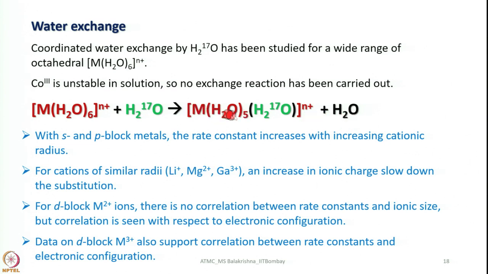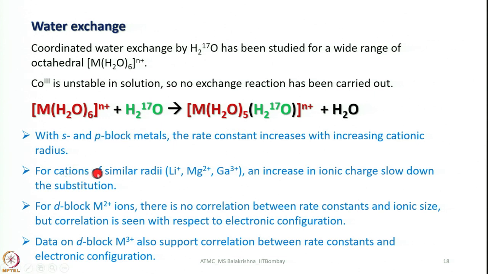Now we have to study the substitution. If you consider s and p block metals, they also form many octahedral complexes. When we look into their substitution reactions, the rate constant increases with increasing cationic radius. Again, we go back to periodic trends. Periodic trends play a major role in dictating the reactivity of main group s and p block elements. So, for water exchange among s and p block metals, the rate constant increases with increasing cationic radius.